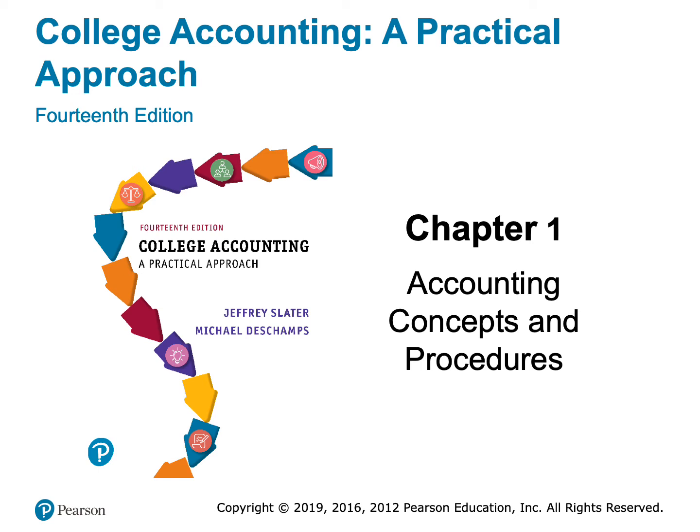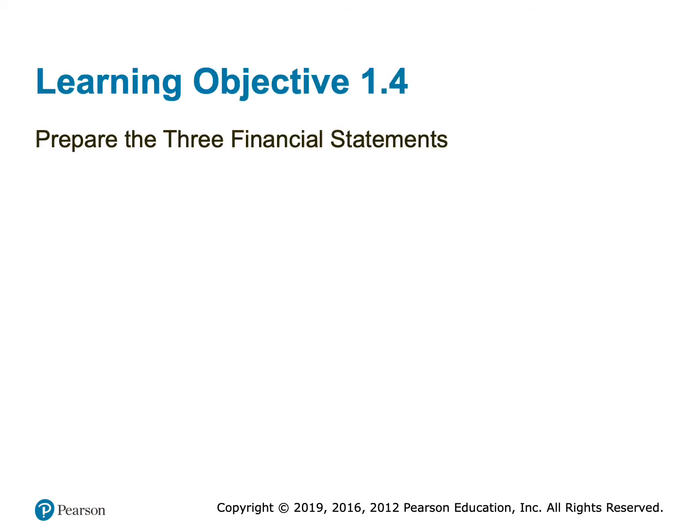Okay, so welcome back to chapter 1. We're on learning objective 4. So we're looking at wrapping up this by looking at 3 of the 4 financial statements. There's actually 4 financial statements. We're only really going to address 3 here. If you go on and take Accounting 2301, Principles of Financial Accounting, we'll talk about the 4th statement at that point in time.